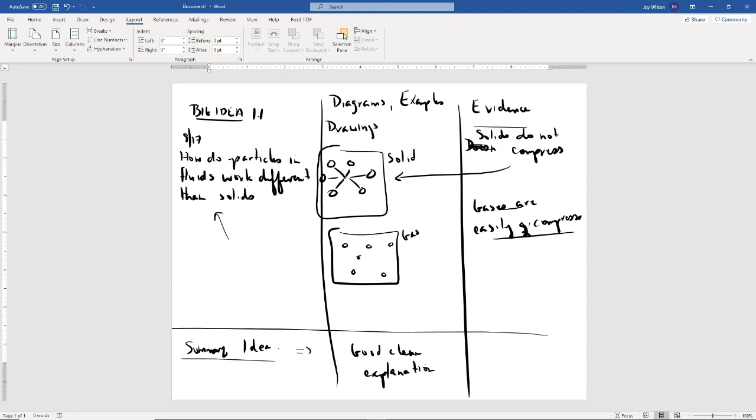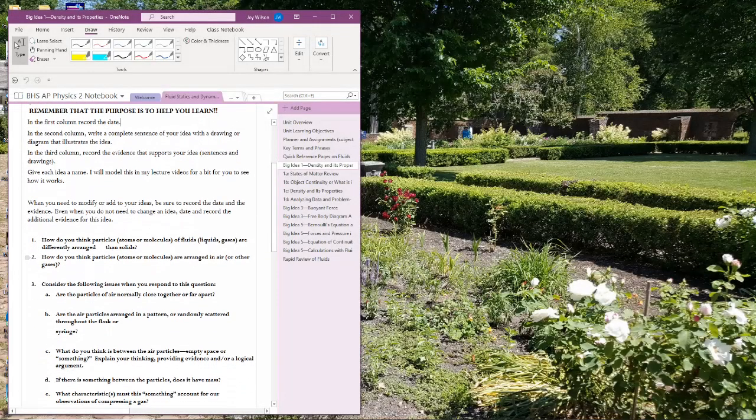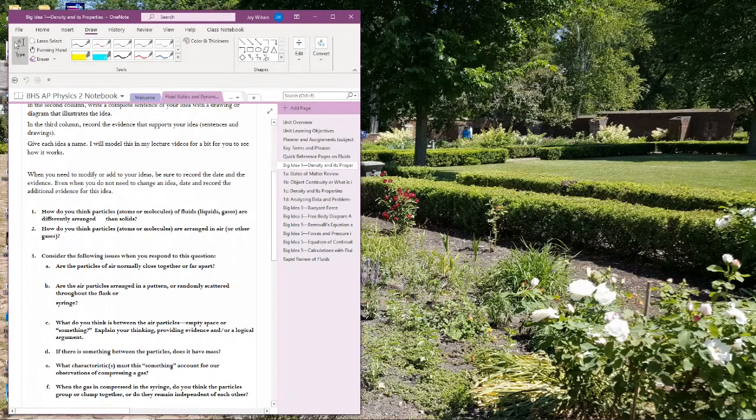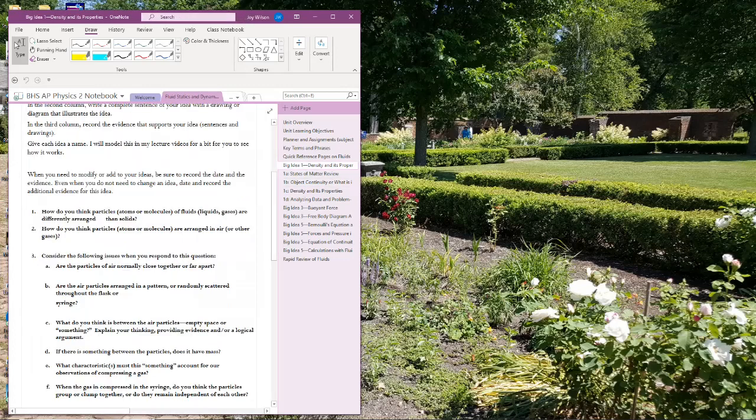So after you've done this page, then you would go, I'm not going to save that, you would go and you make a page for the next piece. And in this case, these ideas, the pages you want to go with, are going to go with some of these questions. So the first idea is going to be states of matter. So we've got our questions over here. This is how we need to answer them. But our first real piece is going to be states of matter, object continuity, what does that mean? Density and its properties, and analyzing data and problem solving.